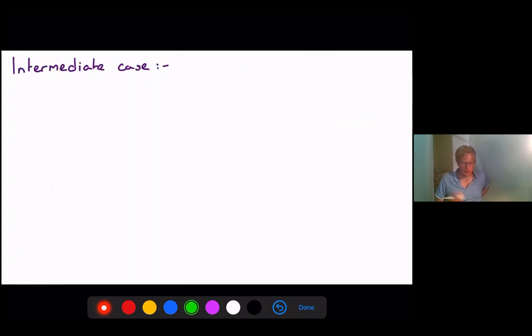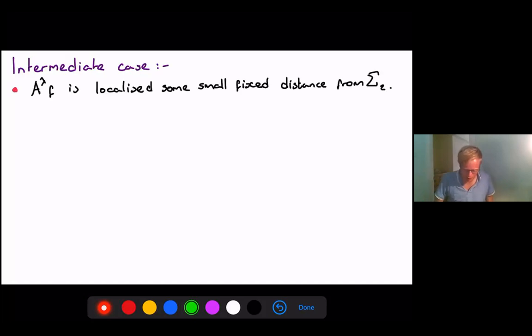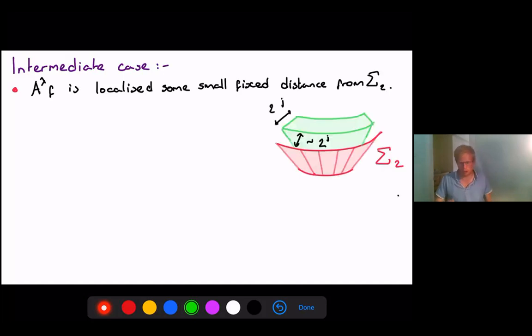Okay, these are the two extreme cases, but actually what turned out to be the most difficult for us, I don't know whether it's psychologically more difficult or whether it's actually more difficult, was the intermediate case, where we're not miles away from this critical cone, but we're not on top of it, we're somewhere in the middle. So we now assume our operator is localized at some fixed distance from this sigma 2. So we'll do some kind of dyadic decomposition like this. So say we're at size 2 to the j away from this cone sigma 2 in some region of width 2 to the j.